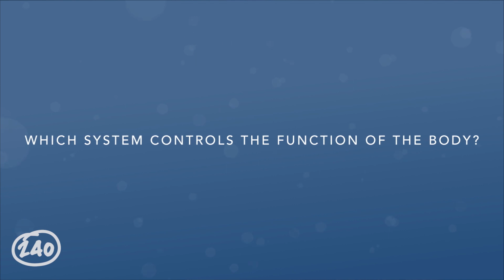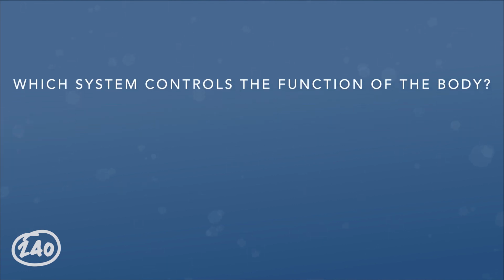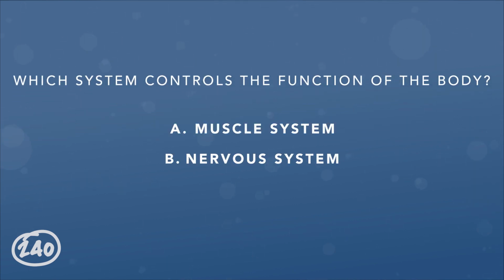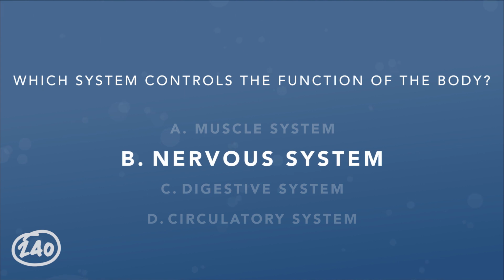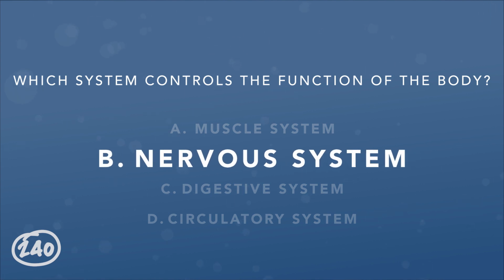Question 3, which system controls the function of the body? The muscle system, the nervous system, the digestive system, or the circulatory system? The correct answer is B. The nervous system contains the brain, spinal cord, and nerves. The brain controls all the functions of the body.